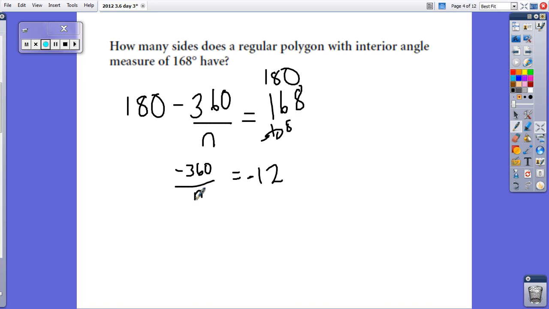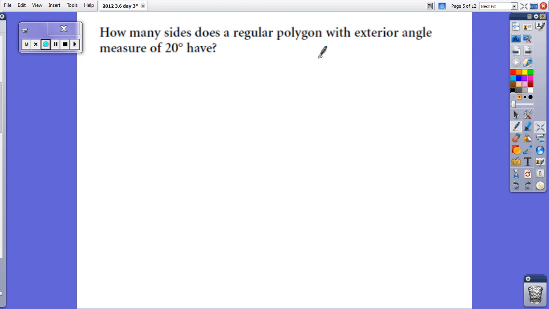And then we're going to get the n out of the denominator, so we multiply the whole equation by n, which gets rid of it here and moves it to this side. And last, we are going to divide negative 360 by negative 12, so you're going to end up with a positive 30. So that means it's a 30-sided figure. Next problem, pause it, and once you're done, hopefully now you are done.